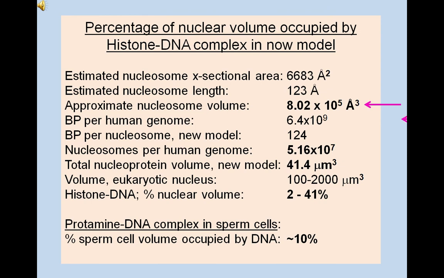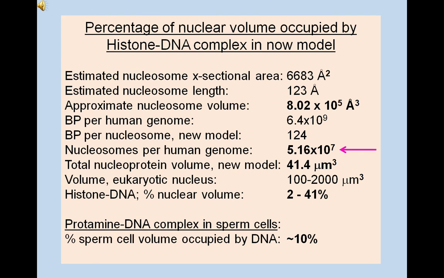Taking the standard figure of 6.4 billion base pairs for the human diploid genome and using 124, the number derived in the slides above, as the number of DNA base pairs uniquely associated with each histone octamer in our new nucleosome model, we come to the next important number, namely the number of nucleosomes per human genome, according to our model. That number, which is simply the total genome base pair count divided by 124, is here given as 5.16 times 10 to the 7th, which we might as well round off to about 50 million.